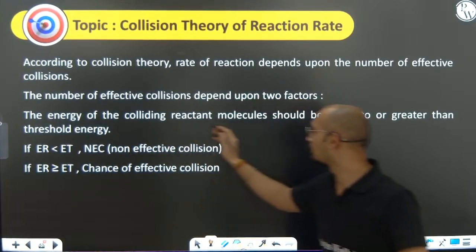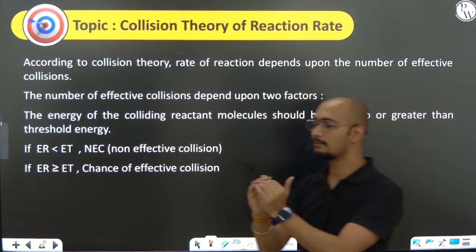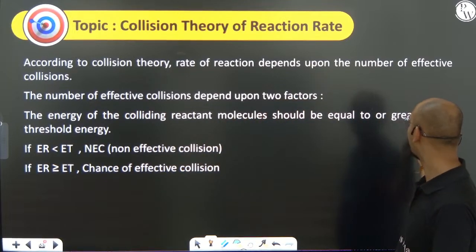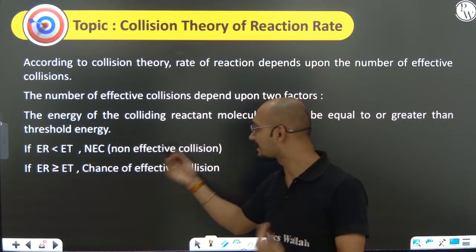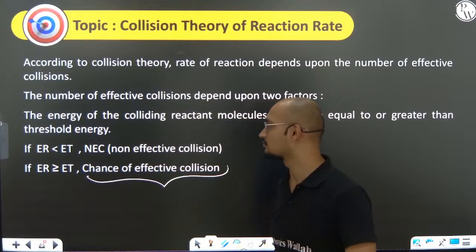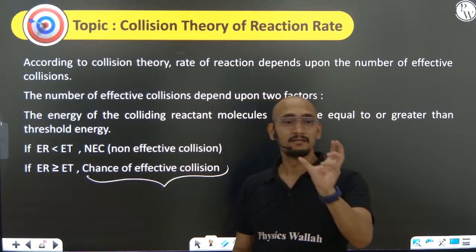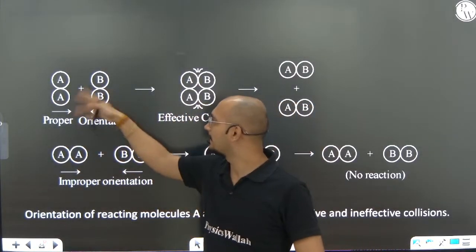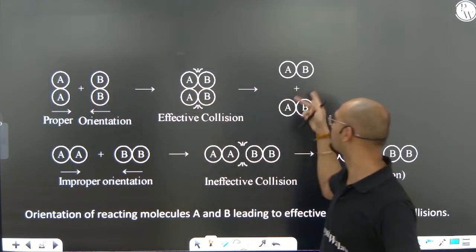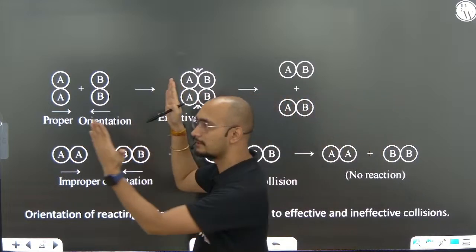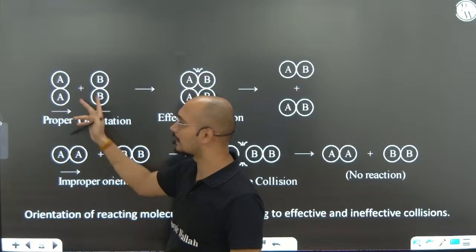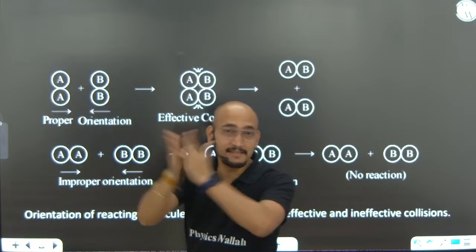The energy of the colliding reactant molecules should be more than the threshold energy. And the second thing is the chance of effective collision. What is effective collision? Consider A2 and B2 going to give you 2 moles of AB, but how should they collide with each other? They should collide head on. First of all, they should have enough energy that they can collide with each other.